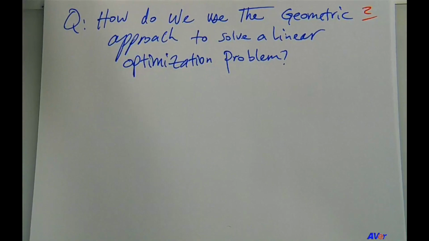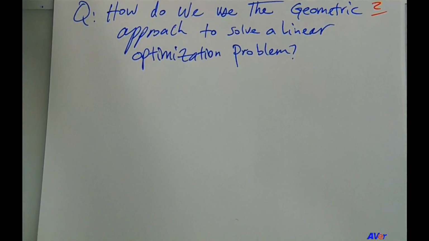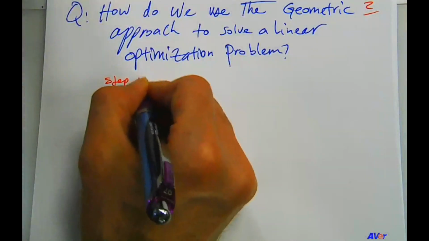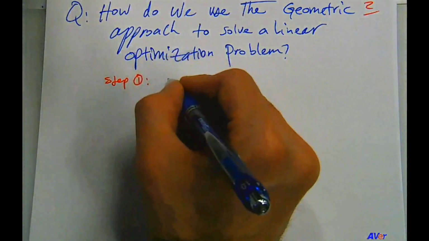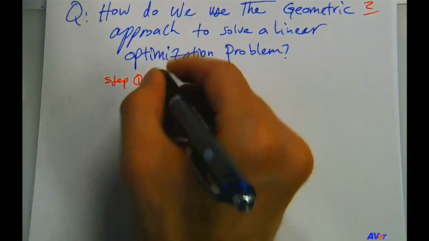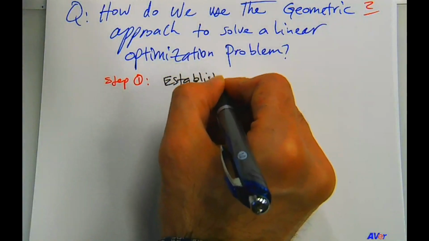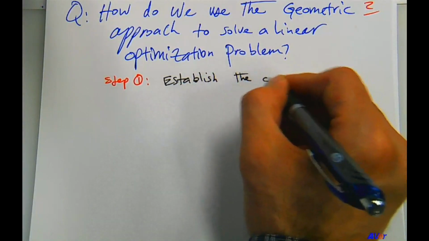Step one, there are several. Everything we discuss in this course is highly procedural. So you master the procedure, you will easily master the content. So what are the procedures for this geometric approach? So step one, we want to establish the objective function.